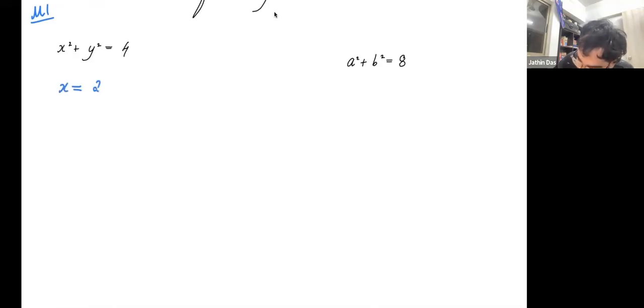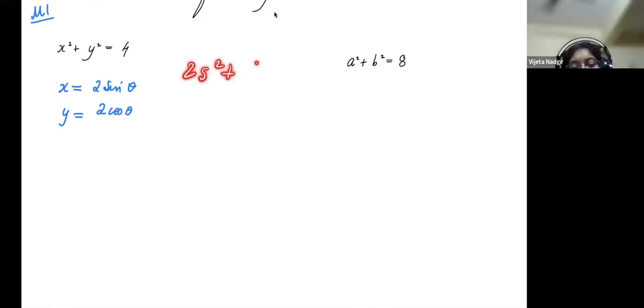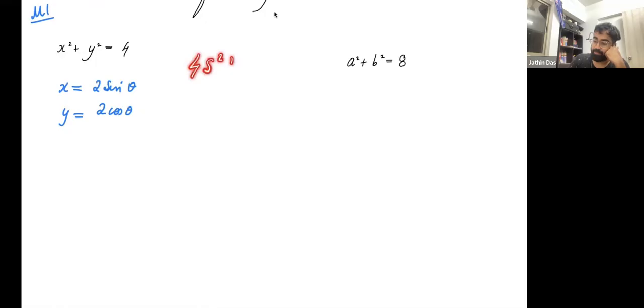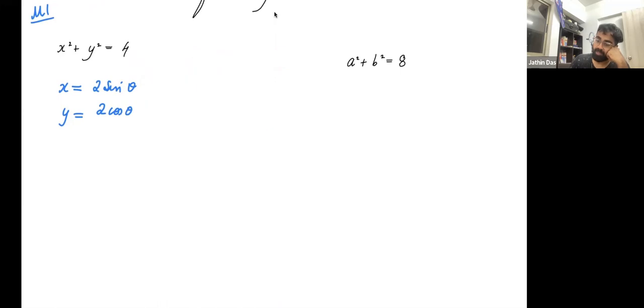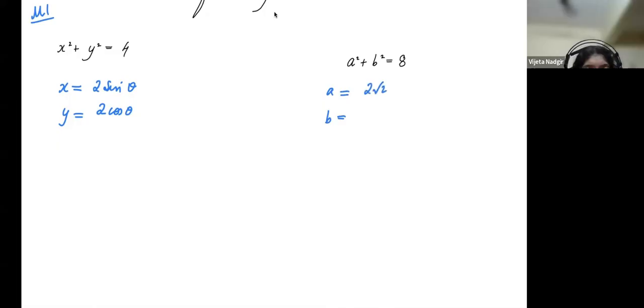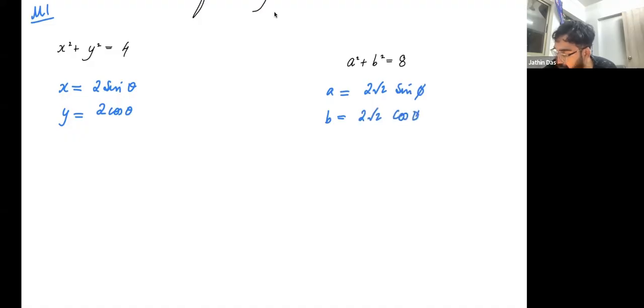X, if I keep it as 2 sine theta and y as 2 cos theta, will it satisfy my equation? Sine square, 4 sine square plus 4 cos square, 4 into sine square. Is it satisfying my equation? Yeah. If that is the case, what will I take here? I have to take a different angle. So 2 root 2, square root of 8, 2 root 2 sine phi and 2 root 2 cos phi. Can I assume? Will it satisfy?